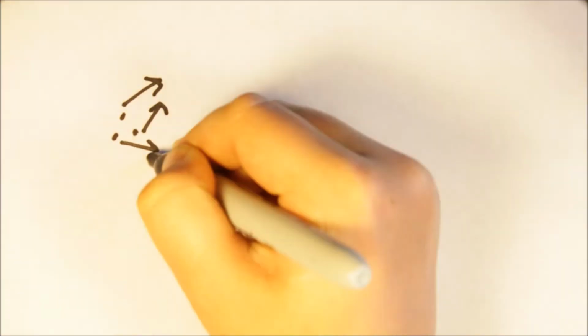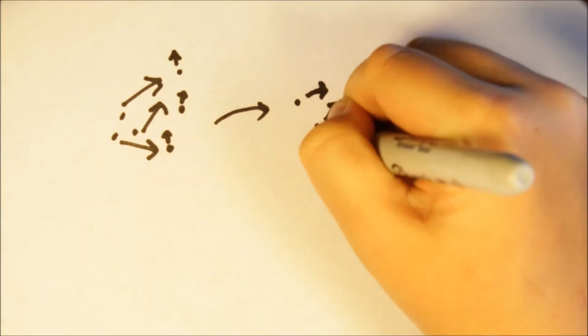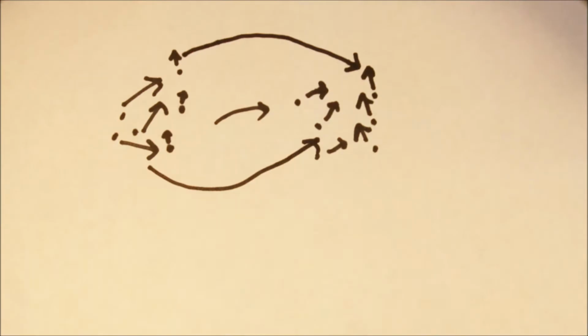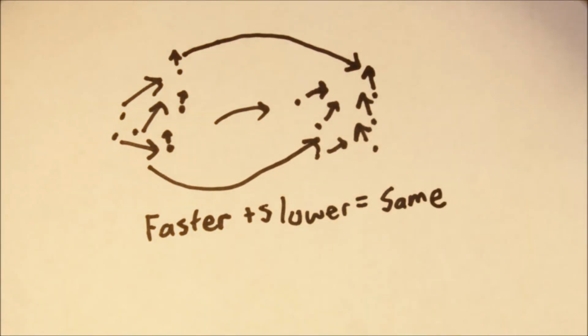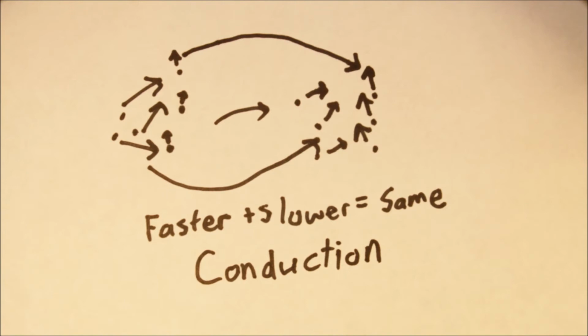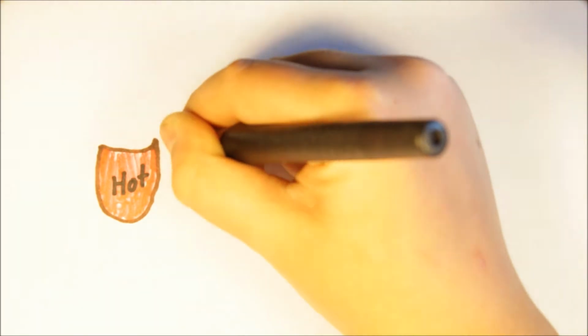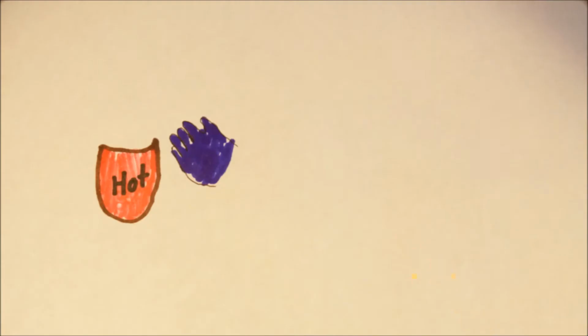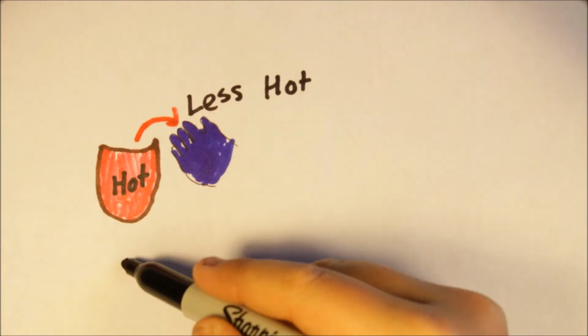The first type of heat transfer we'll look at is when atoms with higher velocity meet atoms with a lower velocity. These higher velocities will bump into the lower velocities until the velocities are about even. This kind of heat transfer is called conduction. One example of this is if you stick your hand in a hot pot of water. The heat will go from the bucket of water into your hand until they are about the same temperature.